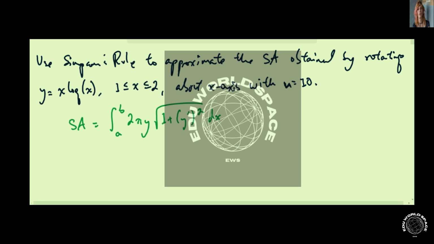In this video, we're asked to use Simpson's rule in order to approximate the surface area obtained by rotating a certain curve around the x-axis. When we do that, we're going to have to set up the integral first. And in order to do that, we'll just use the green formula that I wrote down. So, what we ought to do is to first find the derivative of our function.